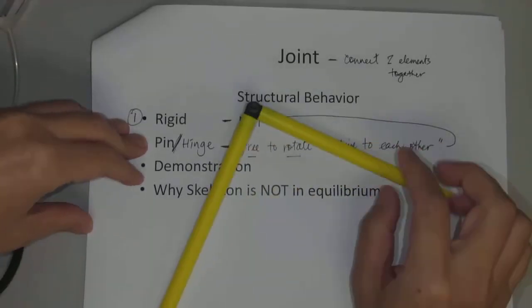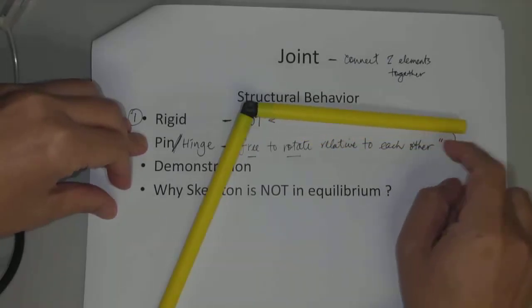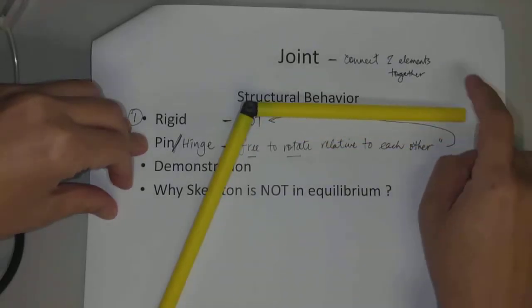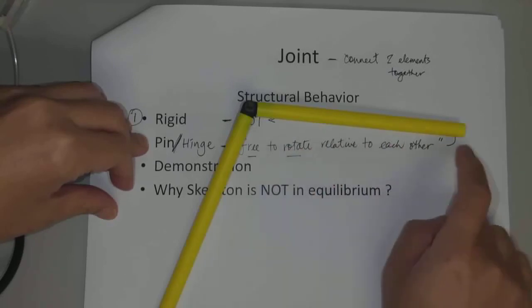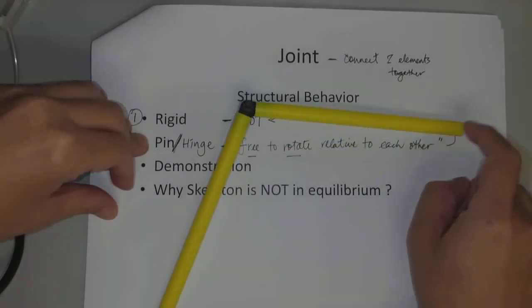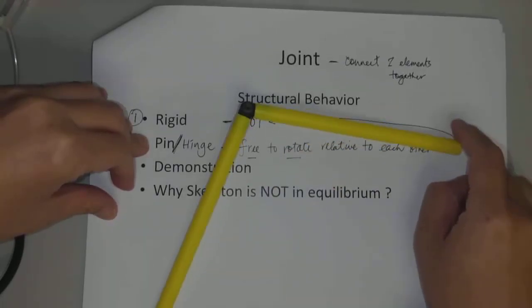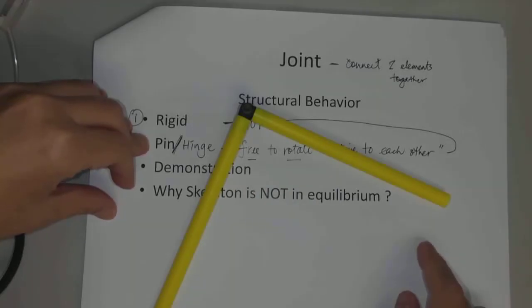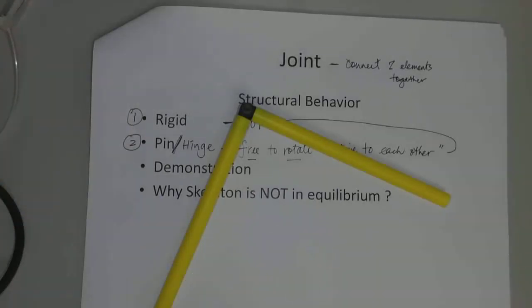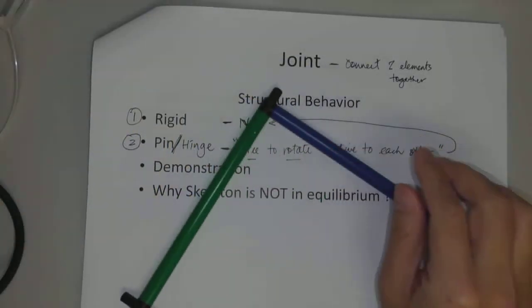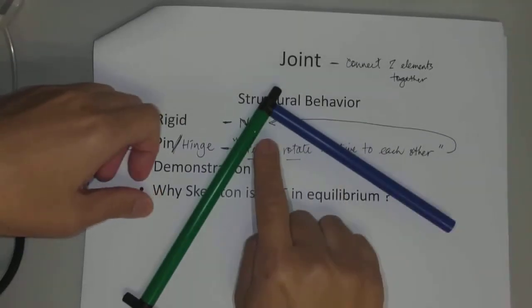So what does that mean? Using this model again, right? So this one is free to rotate. Whenever I try to rotate one of them, it doesn't affect the other one. But if I have something like this, this is rigid.